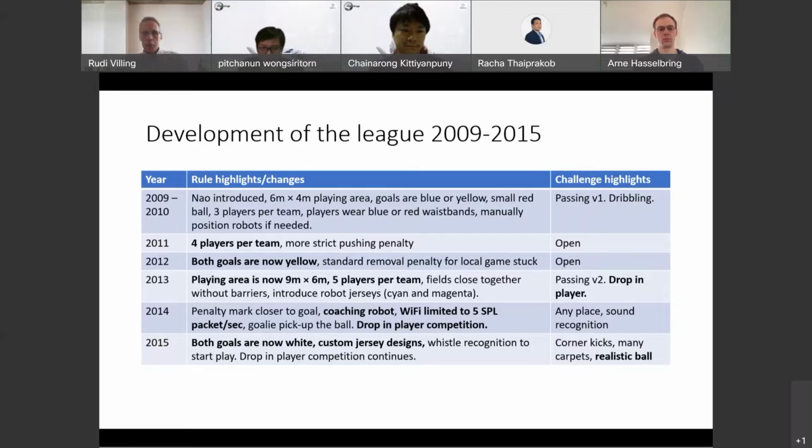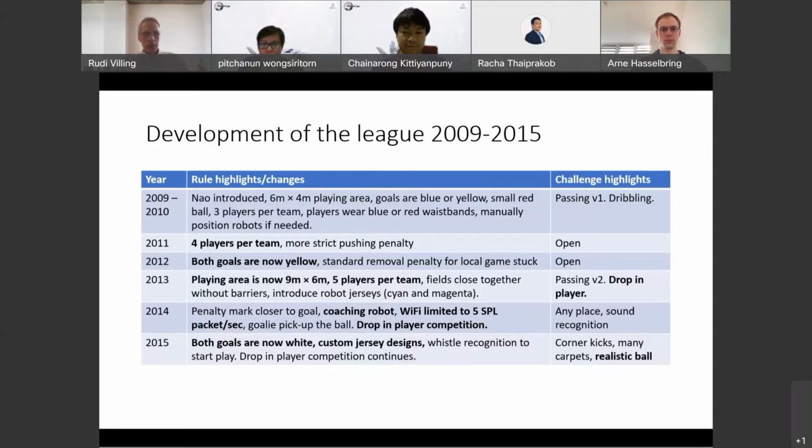Already in that first year, there was a passing challenge. And I mention this because the passing challenge is something that has arisen numerous times during the history of RoboCup. In 2011, we increased to 4 players per team. In 2012, we switched one of the goals to yellow so that now both goals are yellow. This means that now the pitch is symmetrical and it is not possible for robots to detect which side of the pitch they are on based on the goals alone.